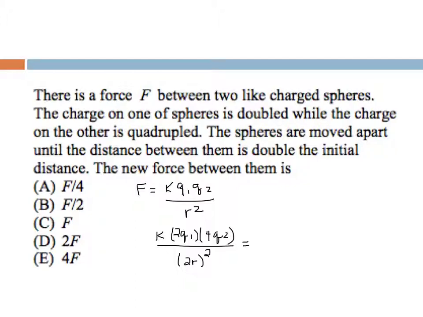So if we simplify this, the top part becomes 8 K Q1 Q2 over 4R squared. Remember that 2 needs to also be squared. This fraction reduces down to just 2. So what that means is we are 2 times the original force, D.